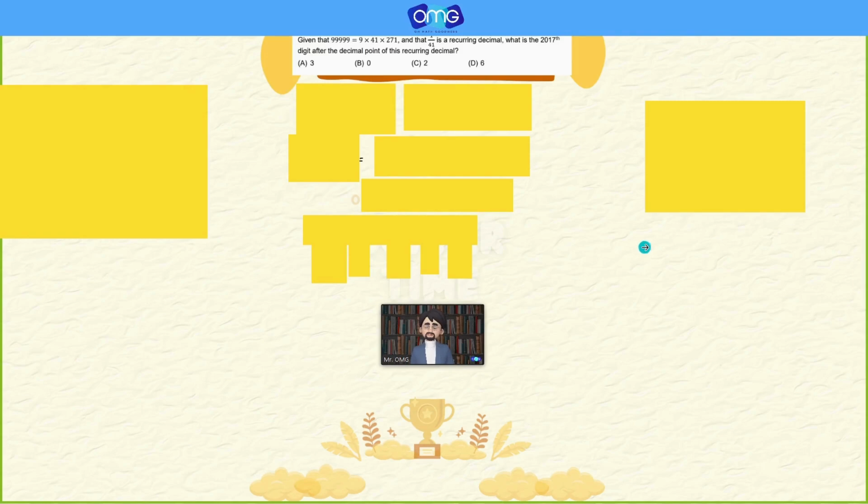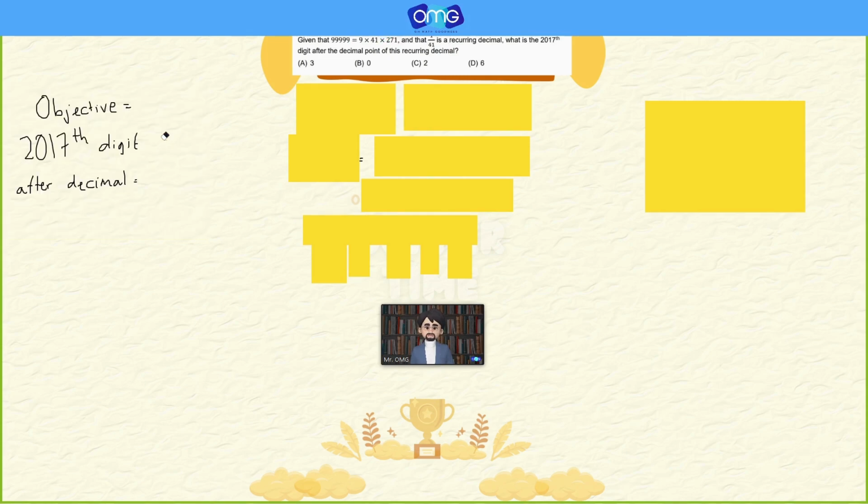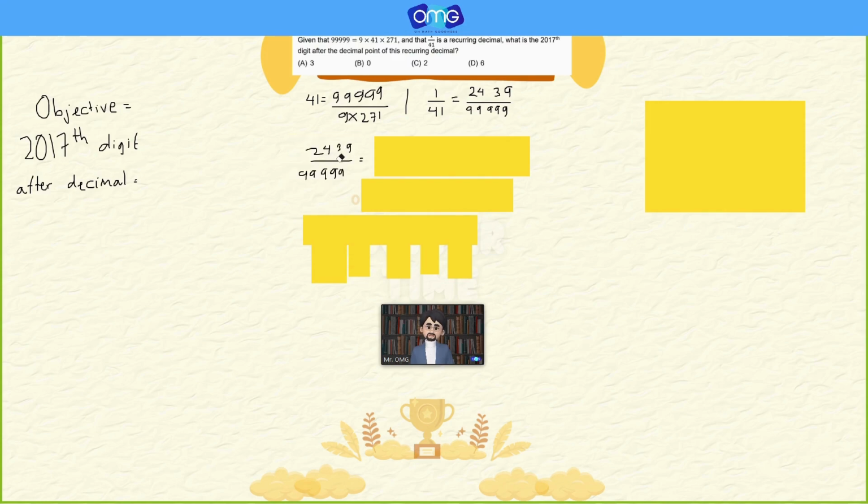Olympiad questions. This question is about a recurring decimal, to find the 2017th digit after the decimal point. So this is the objective. Look at this: 41 times 9 times 271. So we can say that 1 over 41 equals 2439 divided by this. If you see this decimal, it's a recurring decimal, and it's repeating every 5 digits.